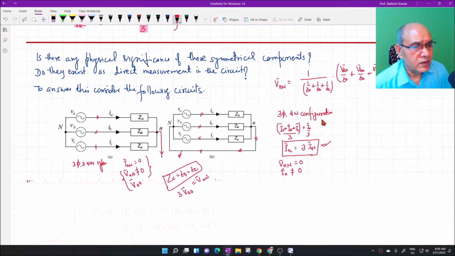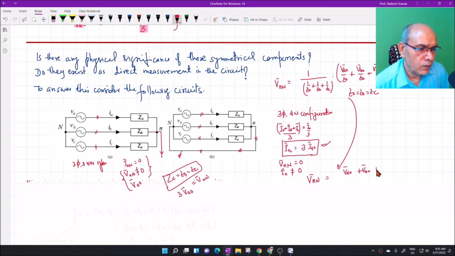Okay, so when ZA equal to ZB equal to ZC, then what will happen? We will have 1 by Z, 1 by Z, 1 by Z. So Z is common, and this is 3 by Z. Here BNN equals BAN plus BBN plus BCN by 3, which is the same as the zero sequence component. This is BA0.